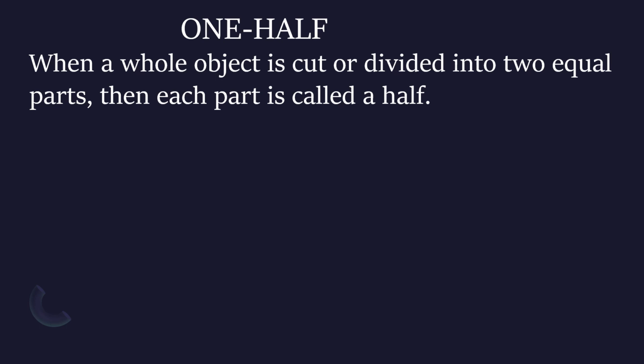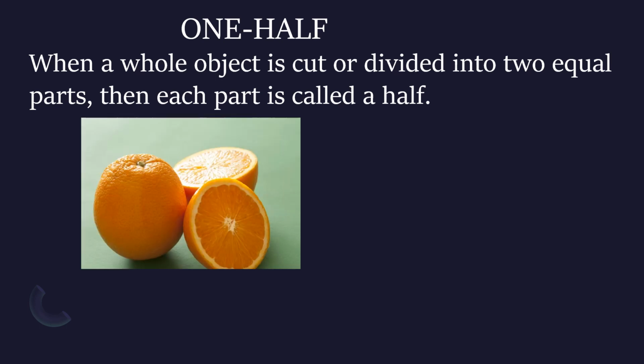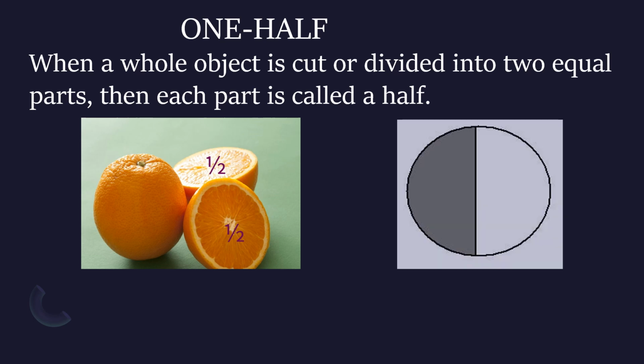When a whole object is cut or divided into two equal parts, then each part is called a half. So for example, if we cut this orange into two equal parts, each part is called 1/2. So this is 1/2 and this is 1/2. So we can divide this circle into two equal parts, 1/2 and another 1/2. Half part is shaded. So we can read this number as 1/2 and we can write it as 1/2.